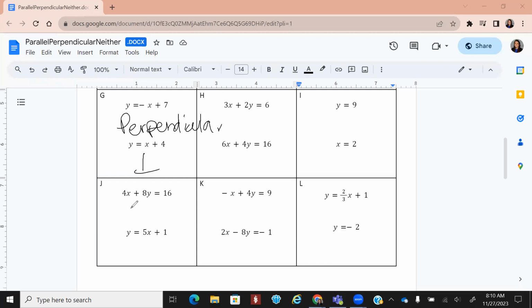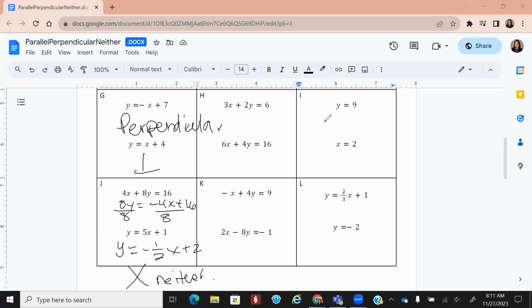On the next one, again, you have to put that in y equals mx plus b form. So if we move that 4x to the other side and then divide by 8, this is going to give me negative 1/2 x plus 2. Those have nothing in common, so this is going to be neither.